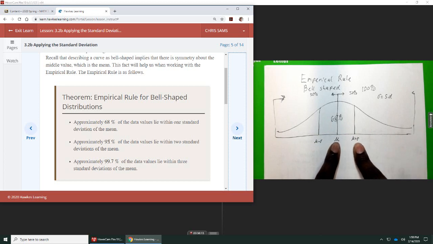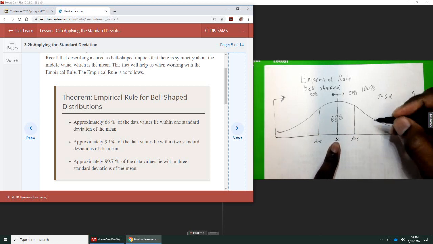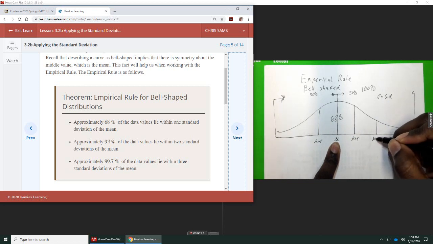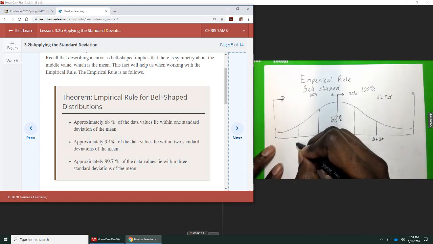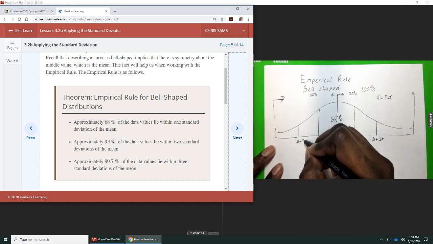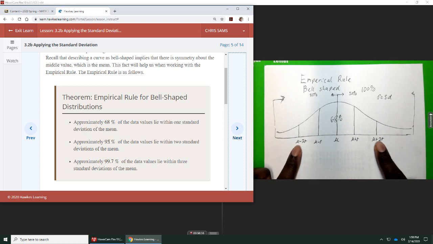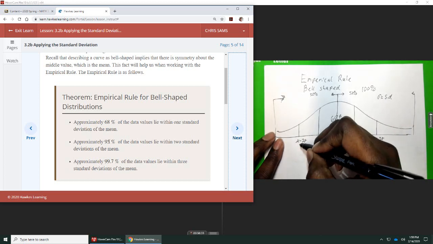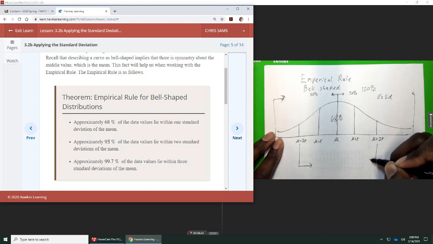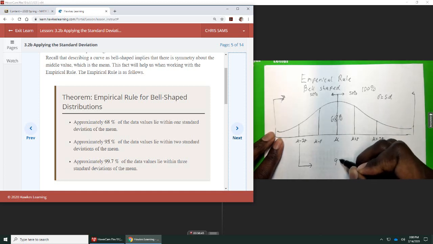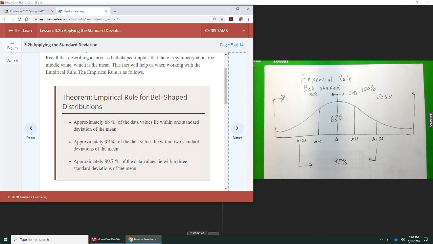If you added sigma once, you'll be here. If you add it again, we go over another space, so this would be your mean plus 2 sigmas. We added it twice, and we'll do the same thing on the left. We subtract it twice, so this would be your mean minus 2 sigmas. Between these 2 points would rest 95% of your data, and that's always true.